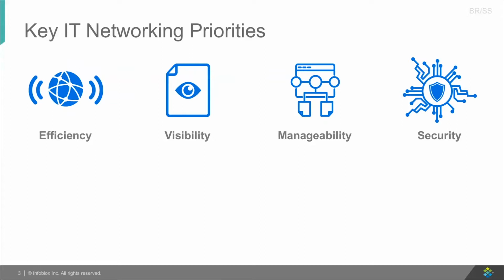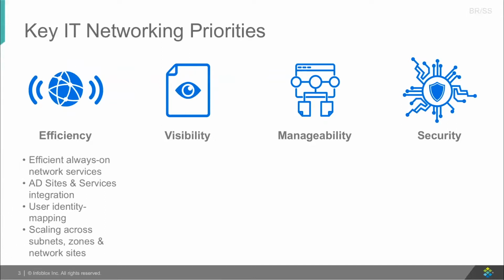Steve, as we consider these, what are some of the areas of efficiency that companies are looking for today? Right. So when we talk about efficiency, we're talking about really delivering and scaling core services across multiple networks and zones, integrating with sites and services, and mapping user identity, and all that in an automated, simple process.